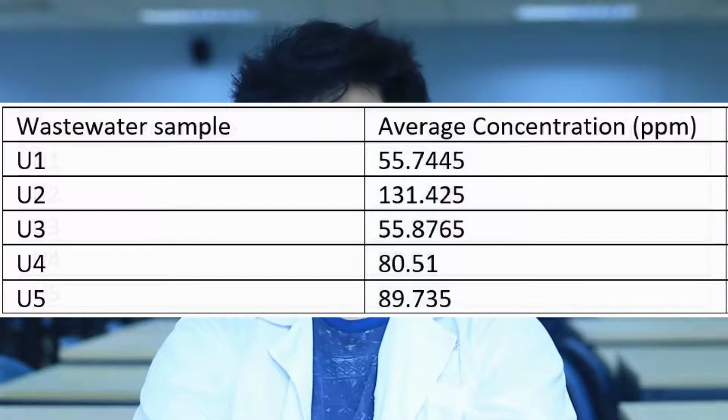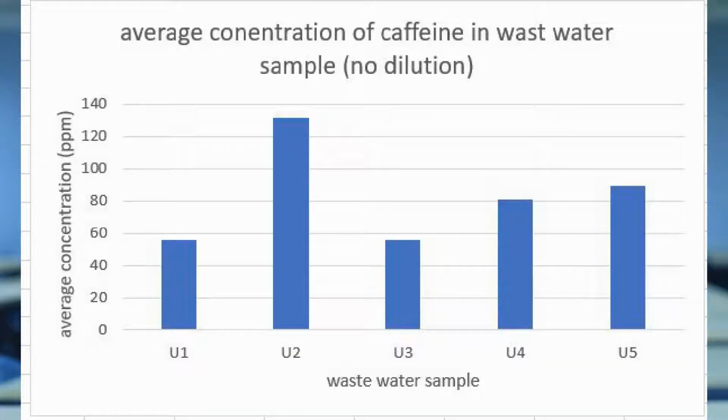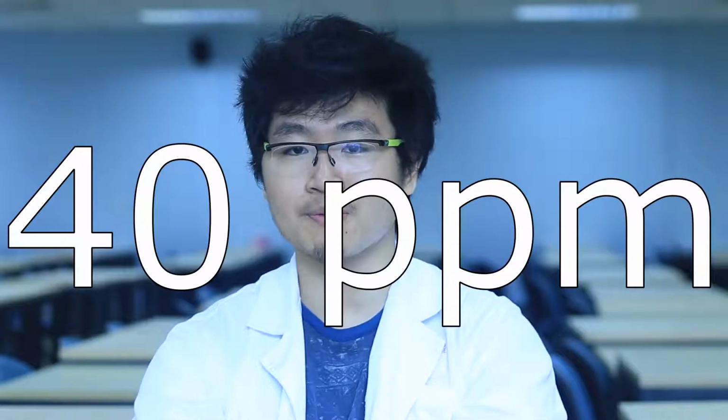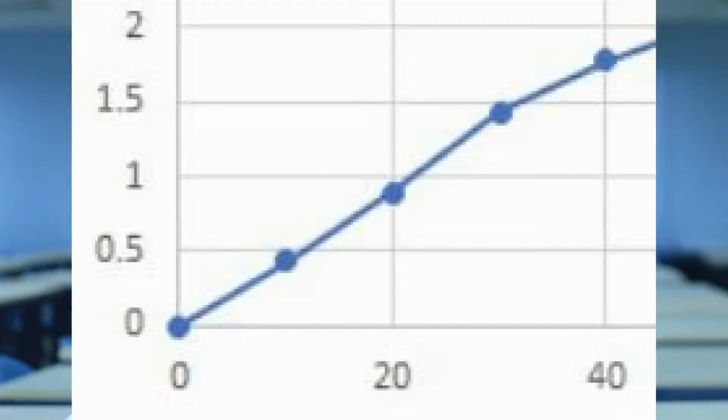Finally, to task 3. Firstly, we tested the samples with no dilution. Here are our results. Pause the video here. Although from the results we can see a clear and distinct separation between the values of average concentration, we must be aware that the concentration exceeds the 40 ppm upper limit, which, as we discussed earlier, will not give us the best and reliable results because this is not in the linear range of the curve.